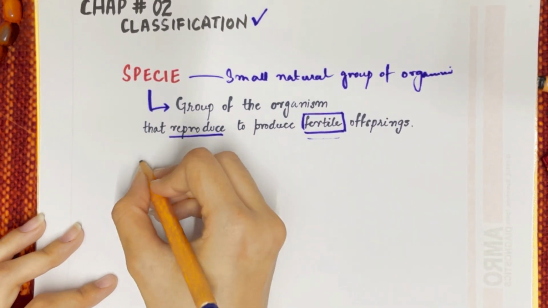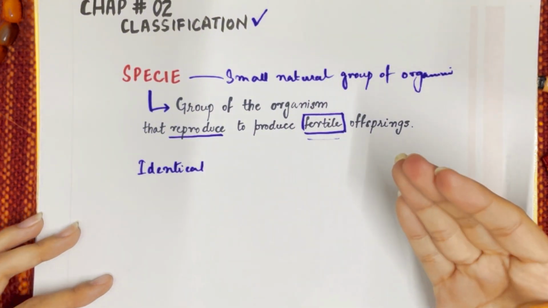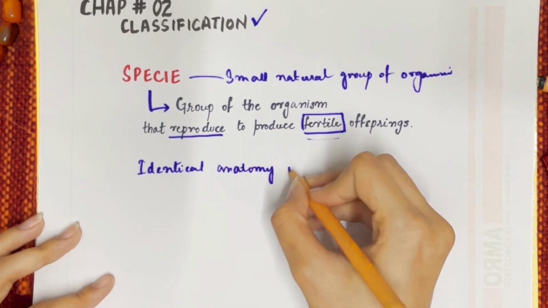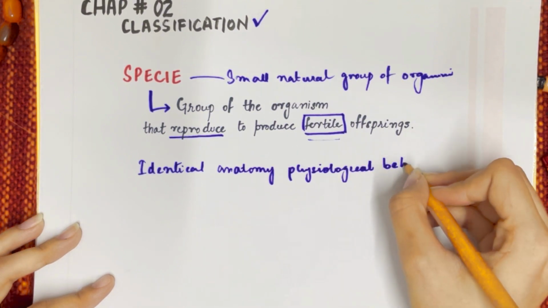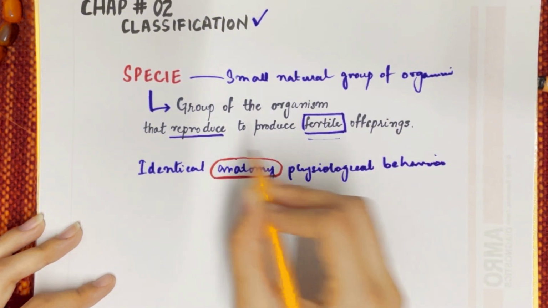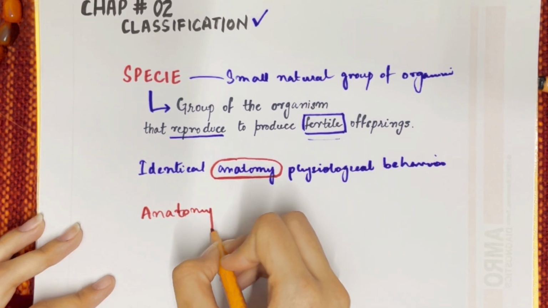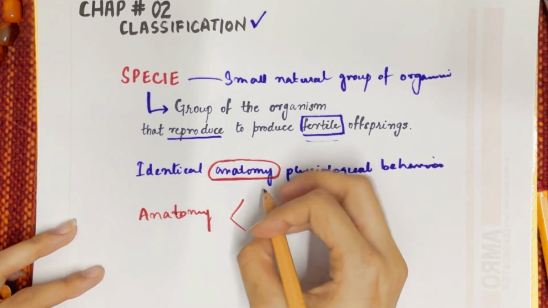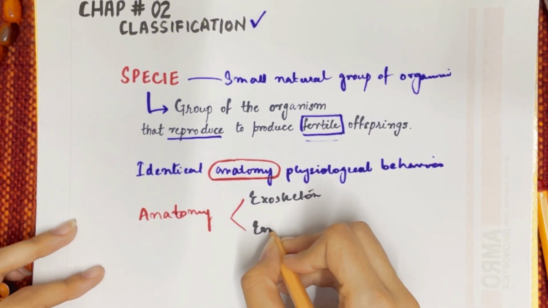Basically, species are very identical in their anatomical and physiological behaviors. So let's first talk about how they are similar anatomically. When it comes to anatomy, we describe the human body or the organisms in two ways. That is, it consists of either an exoskeleton or the other skeleton, the endoskeleton.